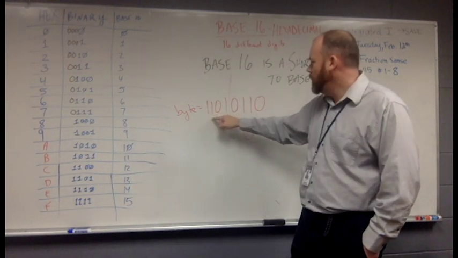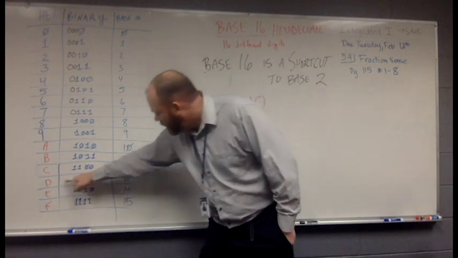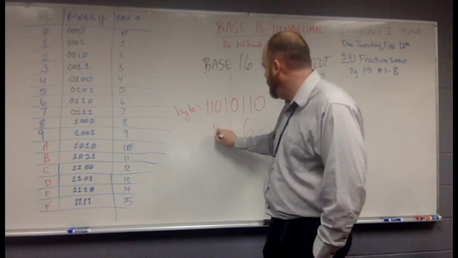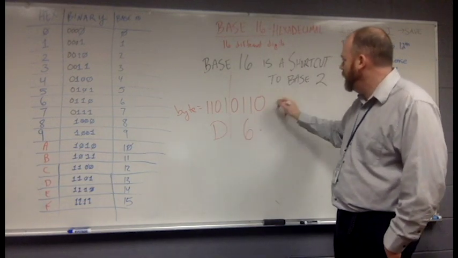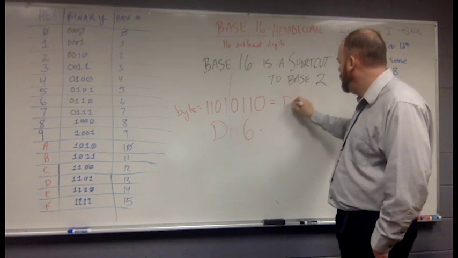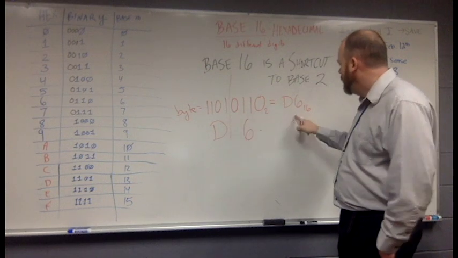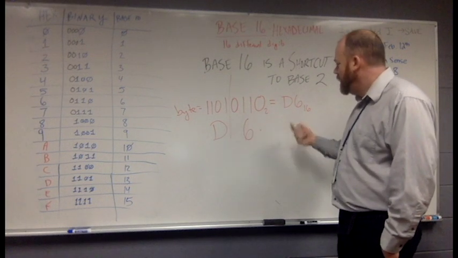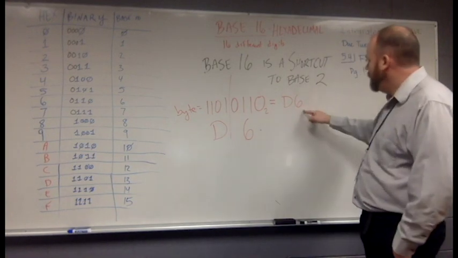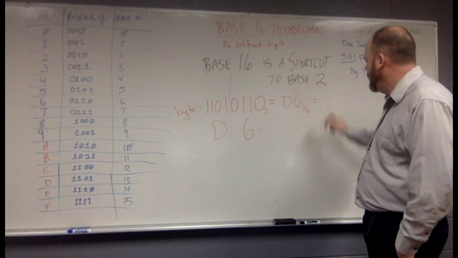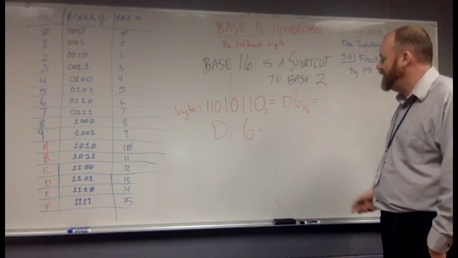And now, 1, 1, 0, 1. That's the number 13. But in this, we call it D. And so, 1, 1, 0, 1, 0, 1, 1, 0 equals D6 in base 16. So here's the binary. Here's the base 16. So another thing to know about that is, if I was to say, hey, what's D6 equal in base 10? Like, how do we understand this in decimals?